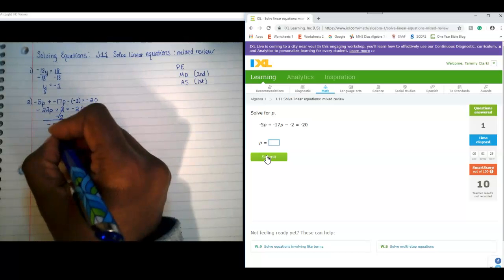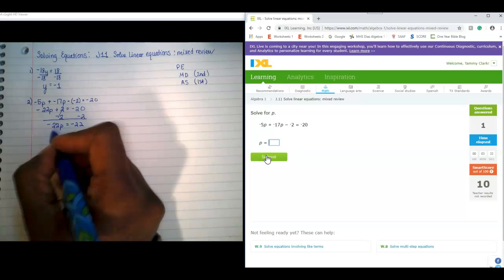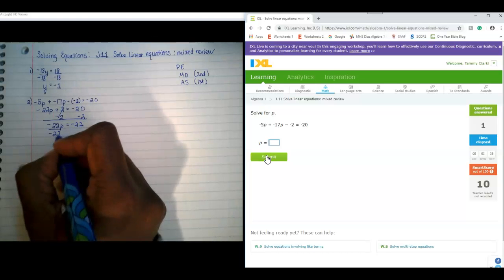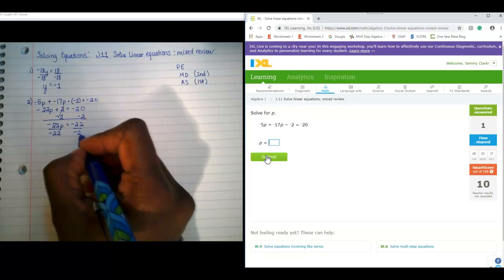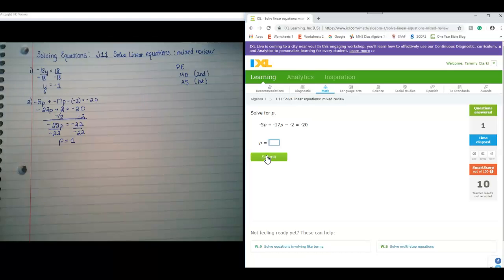So I've got negative 22p is equal to negative 22. I'm going to divide by negative 22 on both sides of the equation. And then, therefore, p would equal 1.